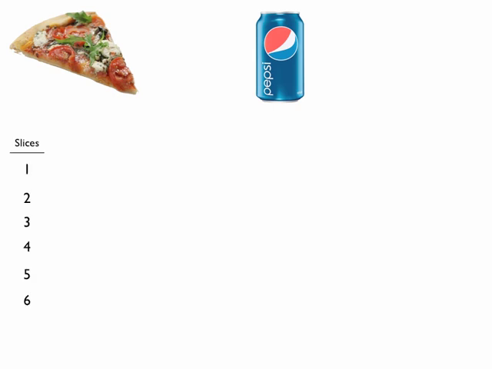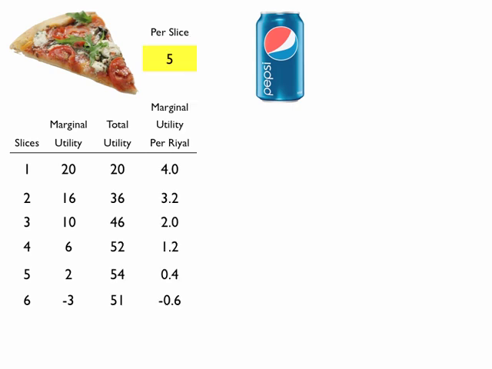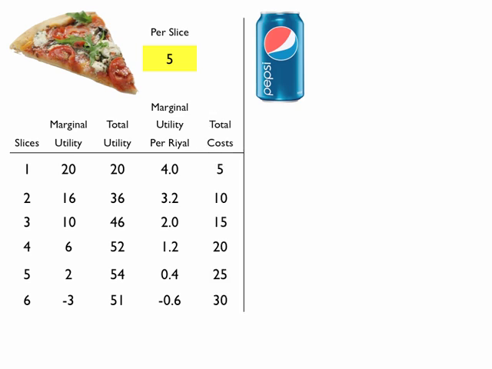So in this case, let's go ahead and look at an example. Once again, we'll look at pizza and Pepsi, and we look at the slices, the marginal utility per slice. There's our total utility. At a rate of 5 Riyals per slice, that would be the marginal utility per Riyal, and that would be our total cost for pizza.